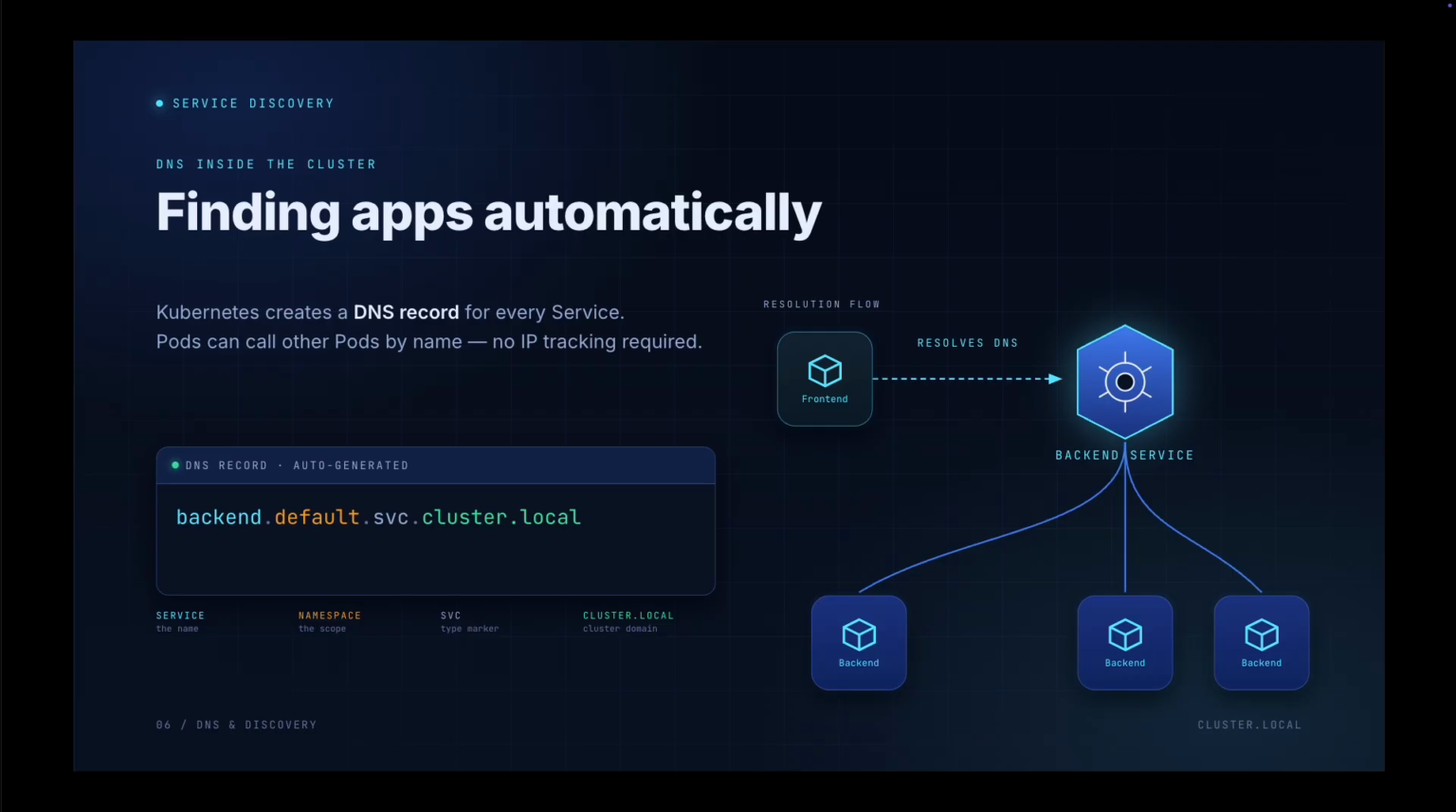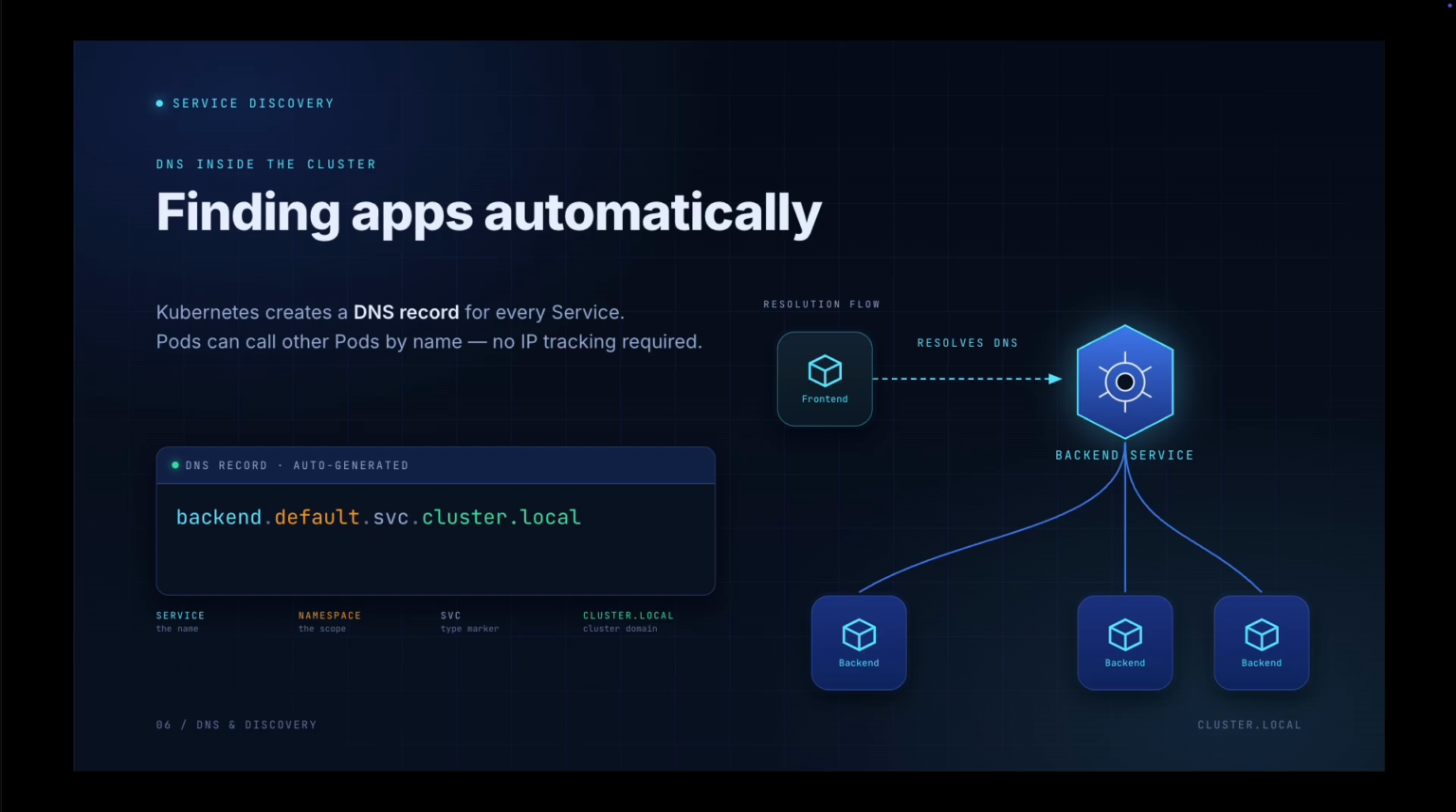service-name.namespace.svc.cluster.local. In our example, that's backend.default.svc.cluster.local. Most of the time, applications can simply use the service name, such as backend, and Kubernetes handles the rest. This is called service discovery, and it allows applications to communicate reliably without tracking changing IP addresses.